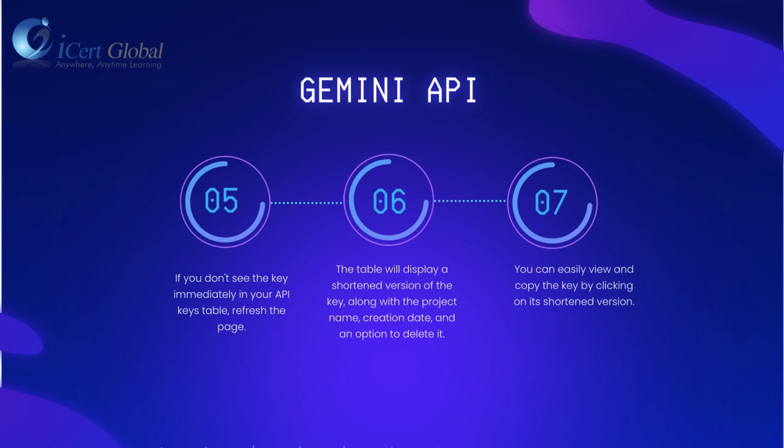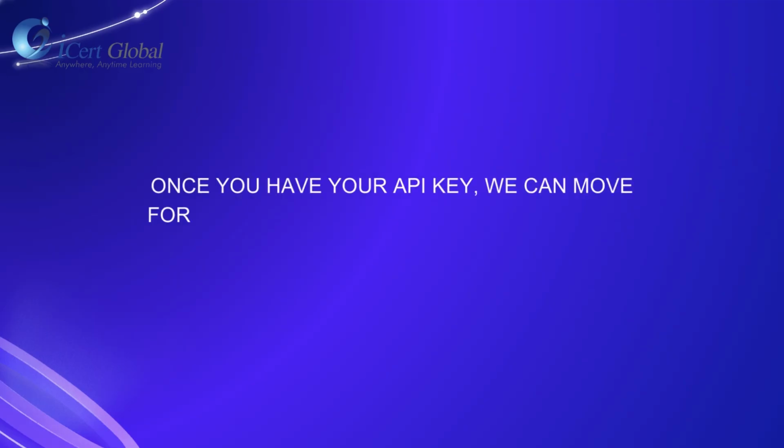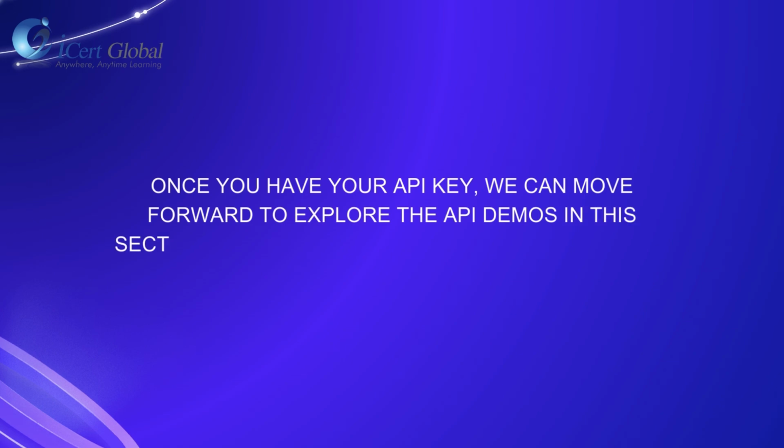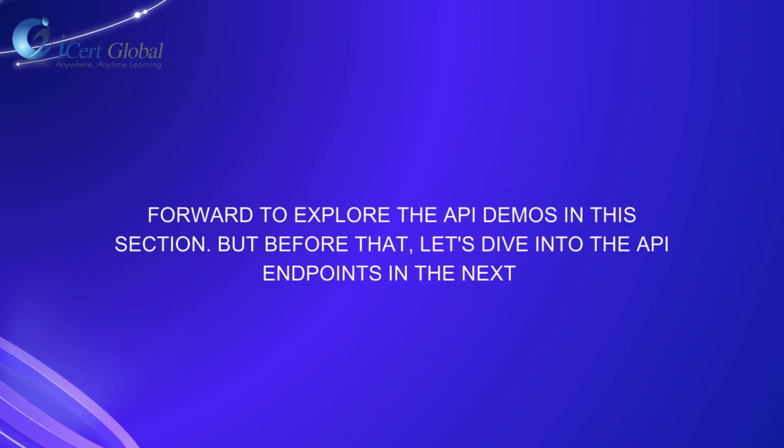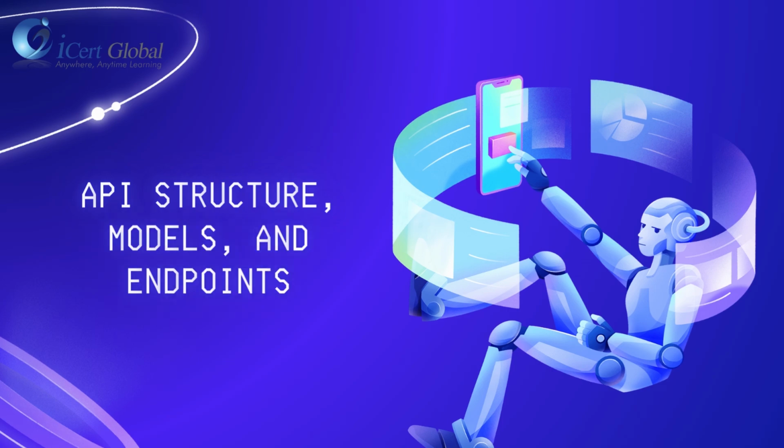The table will display a shortened version of the key along with the project name, creation date, and an option to delete it. You can easily view and copy the key by clicking on its shortened version. Once you have your API key, we can move forward to explore the API demos in this section. But before that, let's dive into the API endpoints in the next section: API structure, models, and endpoints.